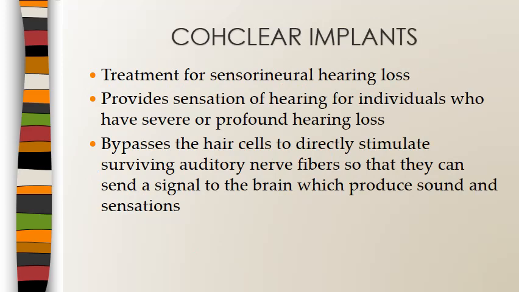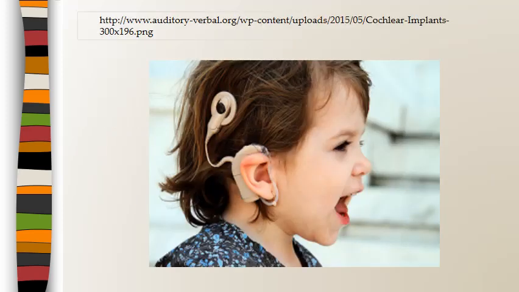So cochlear implants can be used to treat children who have sensorineural hearing loss. This provides sensation of hearing for individuals who have had severe or profound hearing loss. What happens with these implants is that there's bypassing of the hair cells to directly stimulate the surviving auditory nerve fibers, so that a signal is sent to the brain which will produce the sound and the sensation so that they can hear. And this is a picture of a child with a cochlear implant.